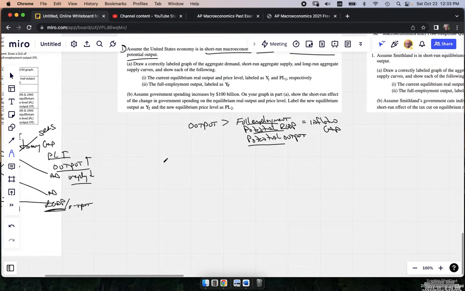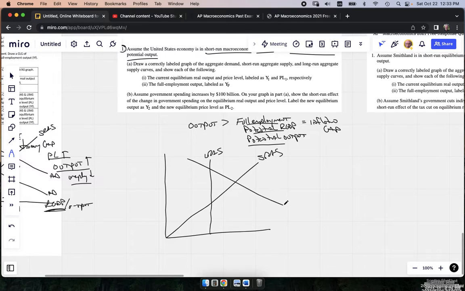So let's see if we can just draw it. You and I already know what we're looking for here. We've got a long run aggregate supply and a short run aggregate supply. Now, I'm going to draw my short run equilibrium to the right of the long run aggregate supply. I don't need an aggregate demand curve. Could I put it there and then show that shifting? Absolutely. Do I need it? No, I don't think so.